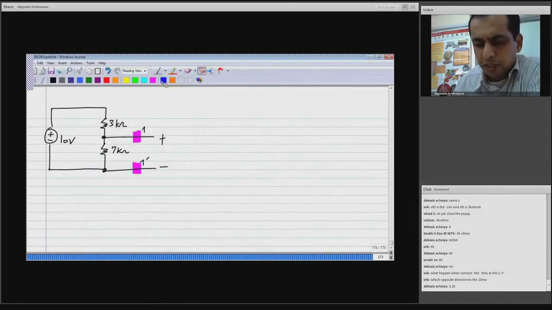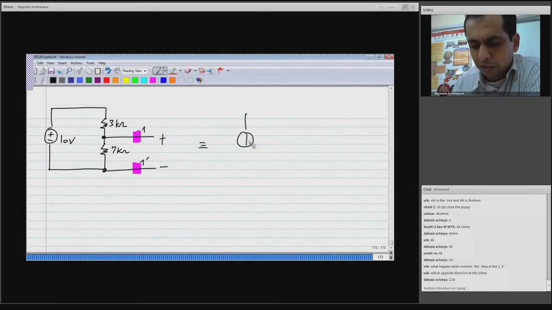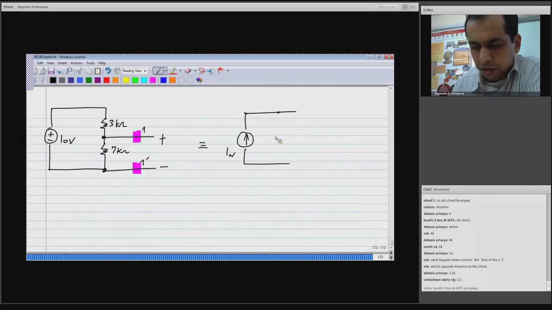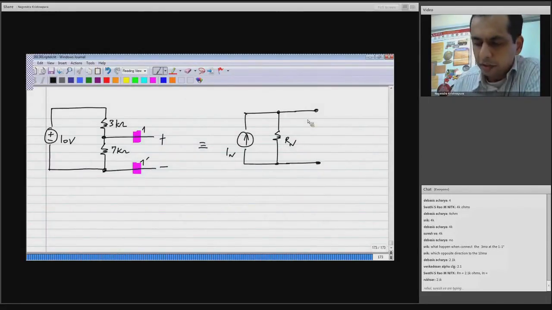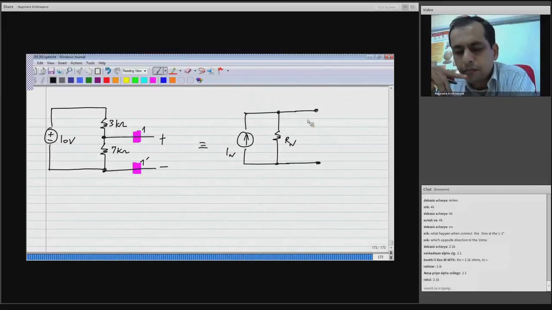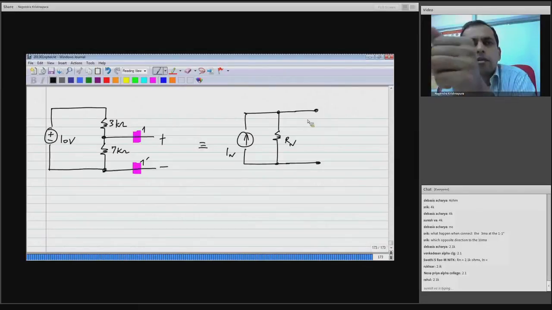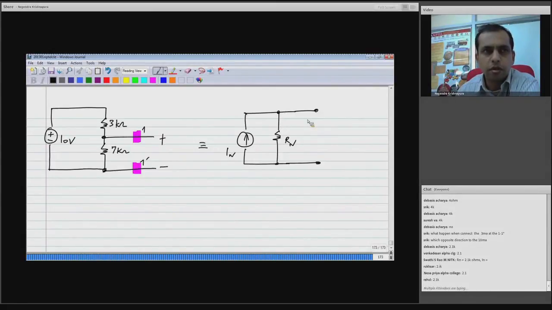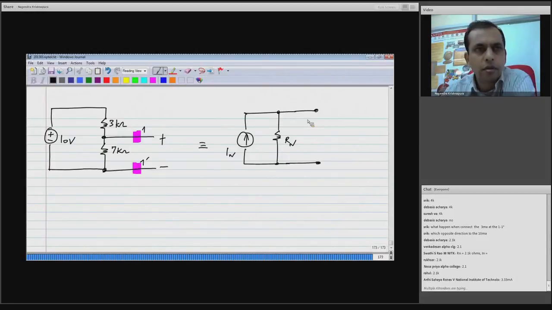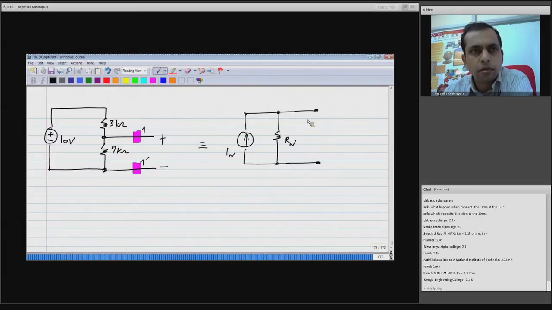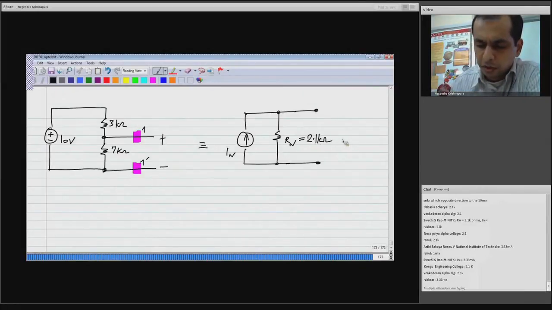So very quickly we will evaluate this. What would be the Norton equivalent? This has to be represented by a current source IN and a resistance RN in parallel. What will be the value of RN in this case? So clearly it's the same as RTH we already calculated. So this is 2.1 kilo ohms.